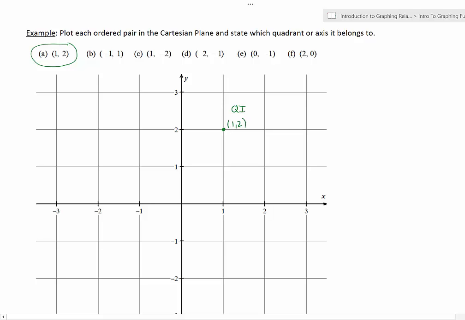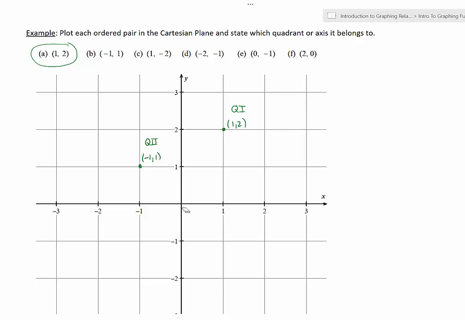All right, let's keep going. Part B, we have the point (-1, 1), again starting from the origin. Now our input is negative, so we're going to move to the left to -1 horizontally, and then from there we move up 1 unit output-wise to the point (-1, 1). This point is in quadrant 2. Now you don't have to draw these arrows every time you plot a point, but since I'm trying to introduce the idea, I'm doing it for you. You also don't have to necessarily label these points, but we're doing it again because we're trying to reinforce the idea.